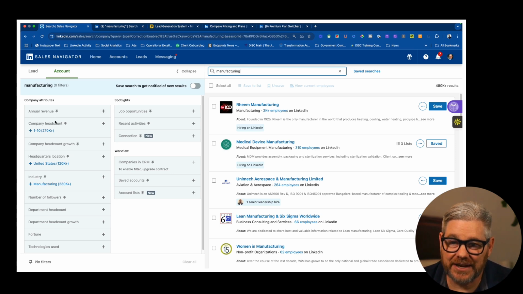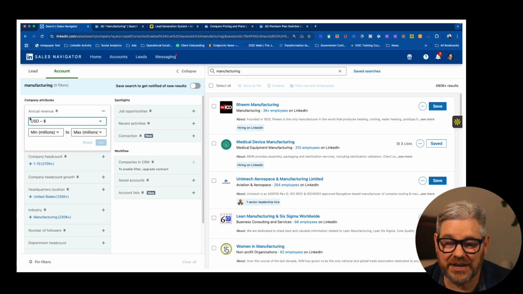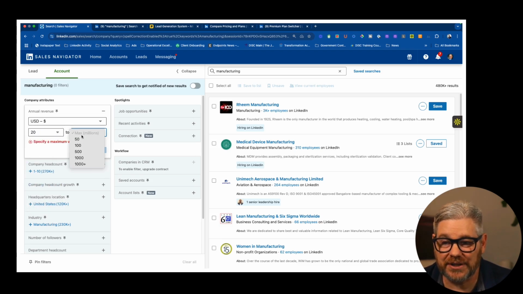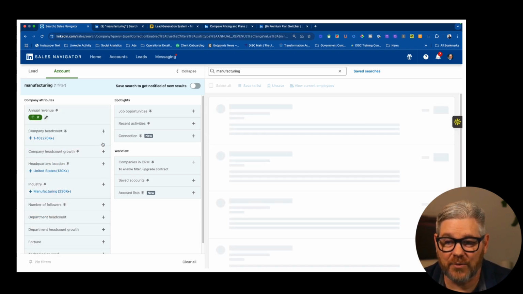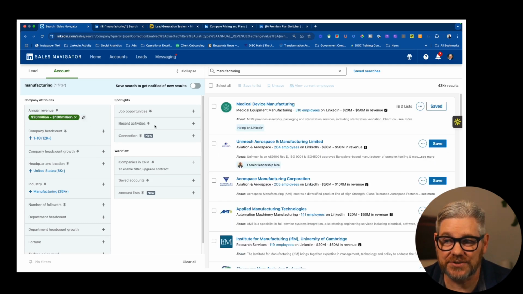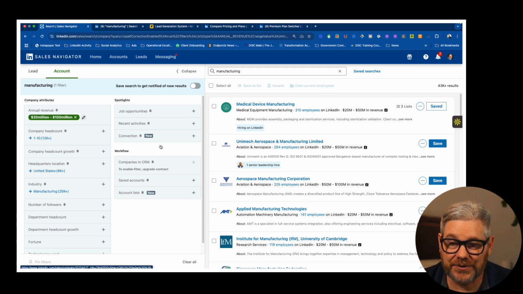Now, on the left-hand side, you can see that there is annual revenue for these companies as well. So you could say, hey, look, I want to focus in on companies that are, let's say, 20 million to 100 million, and I want just to see those companies. Now it's narrowed the list here on the right even further.